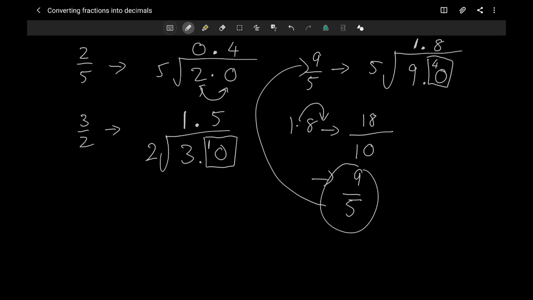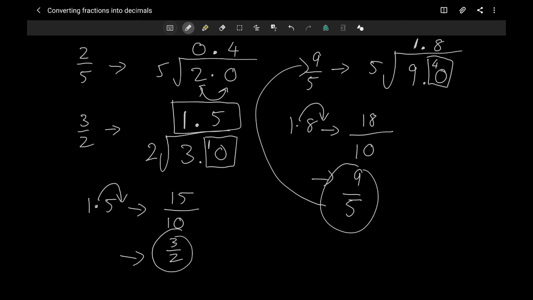Similarly, if we wanted to know if 3/2 was actually 1.5, we do exactly the same thing. We convert 1.5 into a fraction. So we move the decimal place over once. So the numerator is 15 and the denominator, because you've only moved the decimal point one spot, is 10. If you simplify 15 over 10, you get 3/2. So there is your confirmation that you've done the right thing.